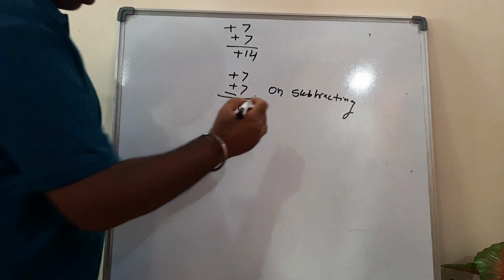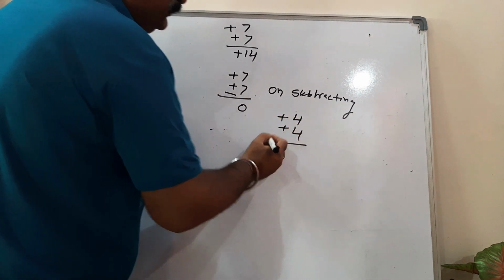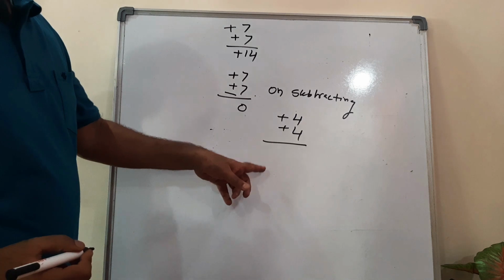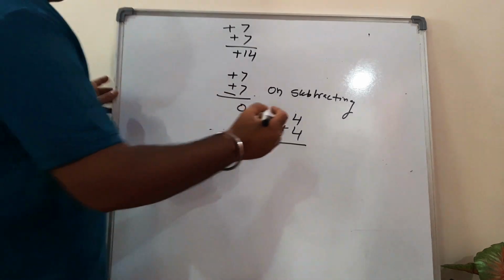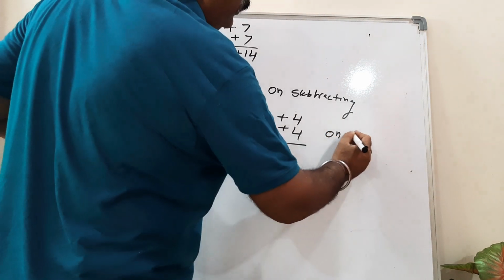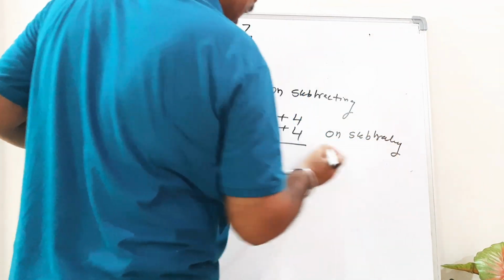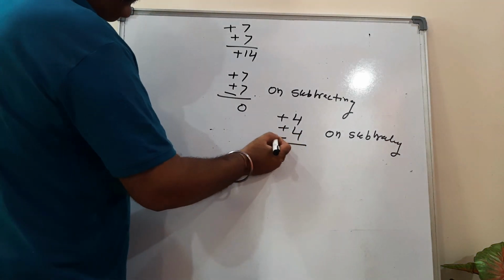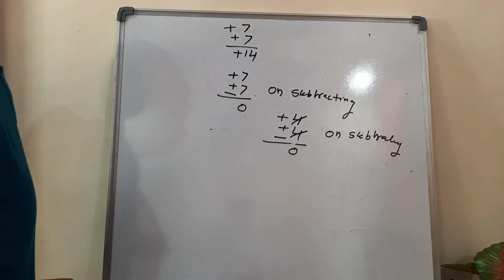Then it becomes 0. Similarly, plus 4 and plus 4. If we write on adding, it becomes 8. But if I want to cancel it, I have to write here on subtracting. This sign becomes a minus sign, and these two cancel, and you get 0.